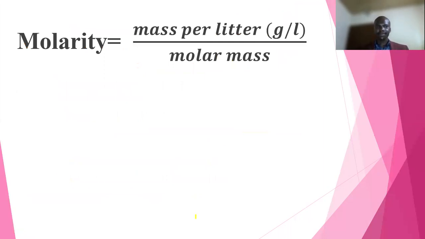Another issue in calculating molarity. We have talked about the one formula of calculating molarity, which we said is moles times 1000 over the volume of the solution. Now we are getting another one. Molarity can also be gotten as mass per liter, which is grams per liter, and we will use this.